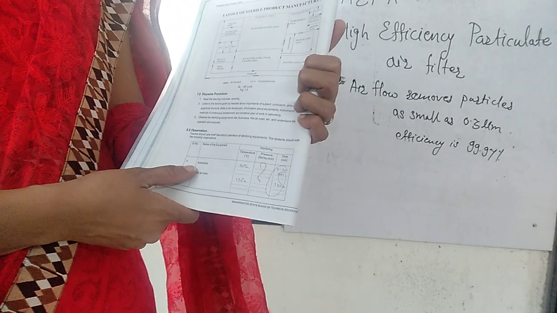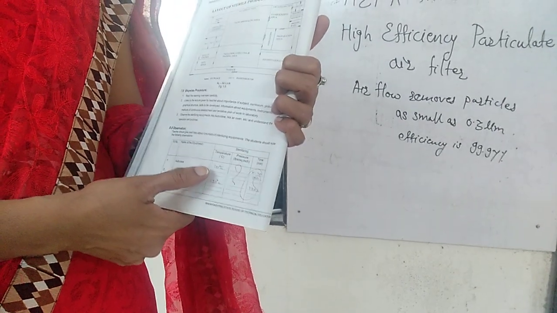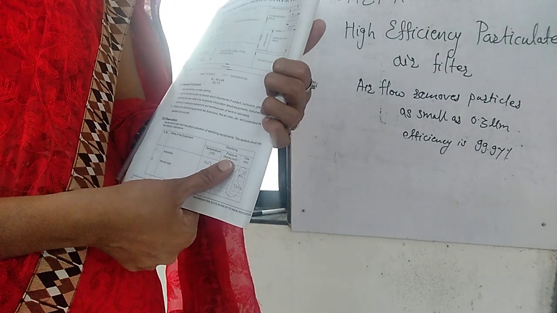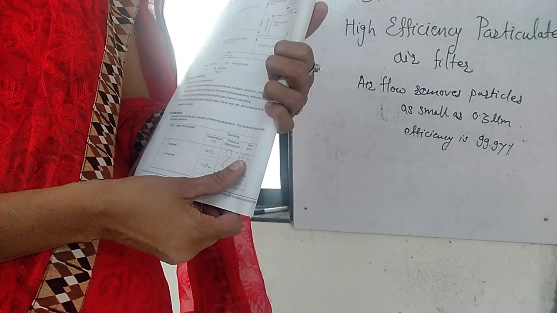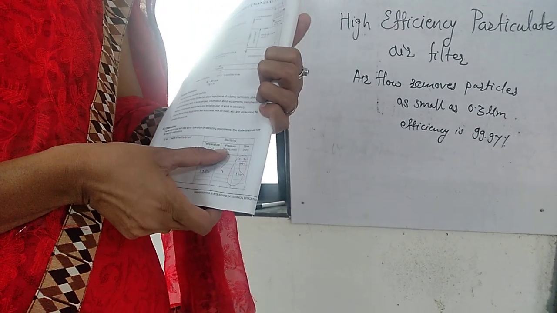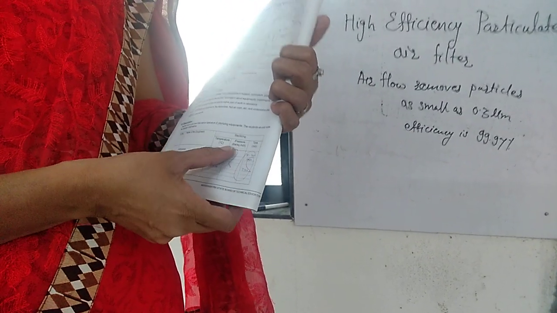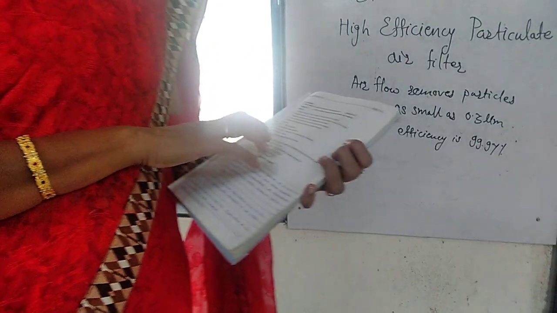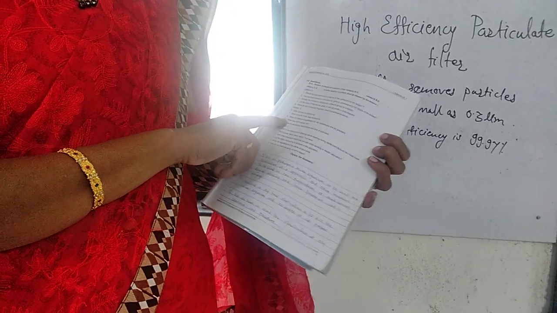First is the autoclave. We have seen that it works at 121 degrees Celsius at 15 pound pressure for 15 to 20 minutes. Hot air oven: 170 degrees Celsius for 1 hour. There is no pressure. Next, you have to see the questions.